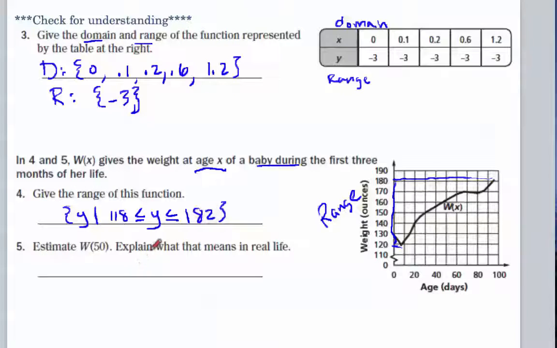Now we want to estimate w of 50. In other words, at 50 days, what can we expect in terms of the weight of a baby? So here's 50 on the x-axis. I'm going to come up to the function. There it is, and I'm going to trace it back to the y-axis. I see that's right over 160. So I'm going to say that the weight at 50 days is approximately equal to 162 ounces.